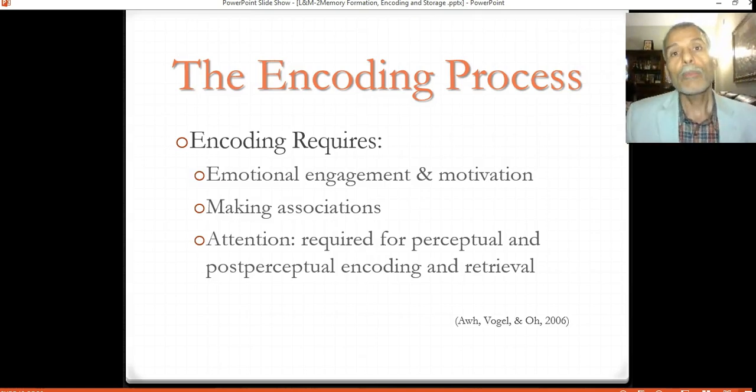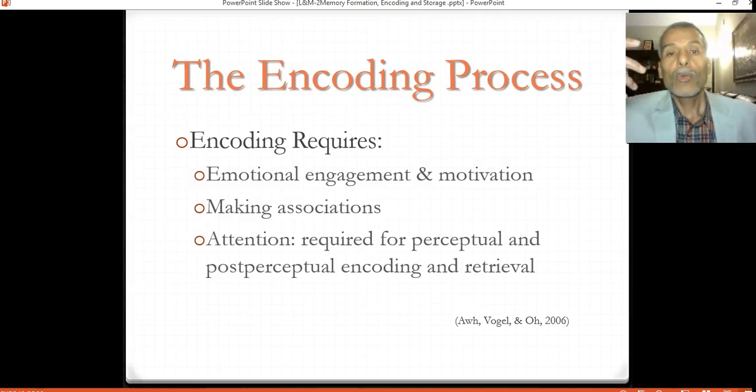And then you deploy your executive functioning skills, which are a set of skills dedicated to making goals and planning for the future and looking for resources that enable you to achieve that goal and monitoring your own performance as you progress toward the goal. So encoding requires emotional engagement and motivation. First thing, they have to be deployed very early.